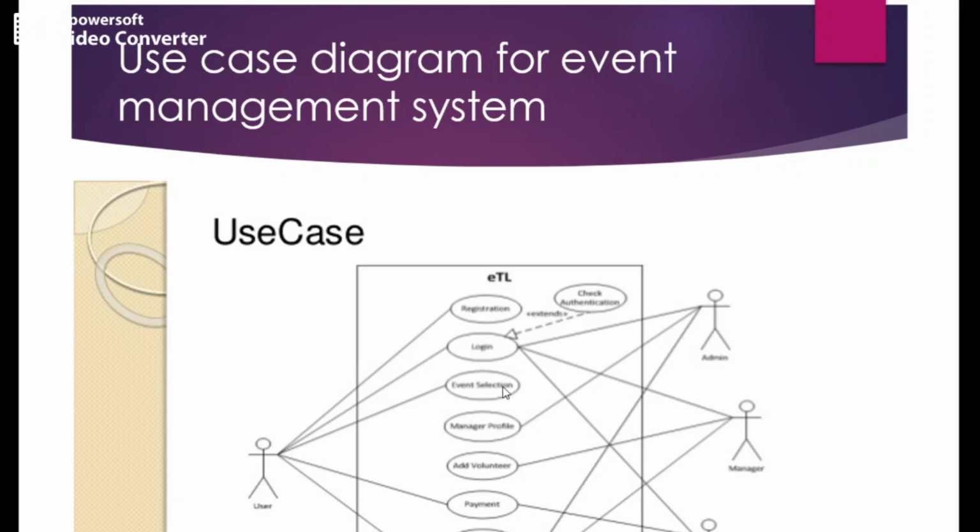Next, event selection. Now he can view all the events, which event he wants to conduct. So he can select that event. Then what he can do? He has to do the payment, online payment. After paying successfully, he will get a confirmation message saying that the payment has been done, and then he can log out.